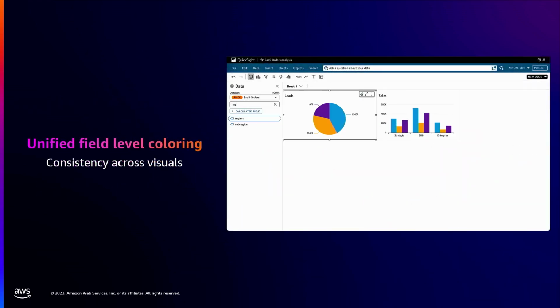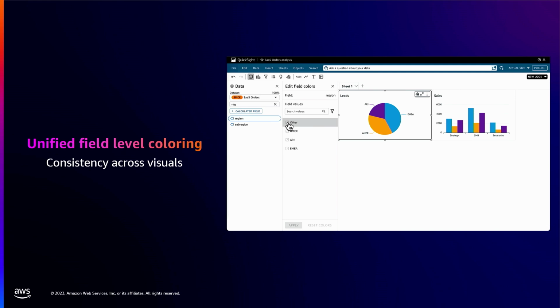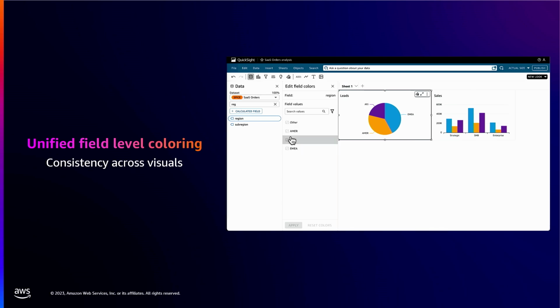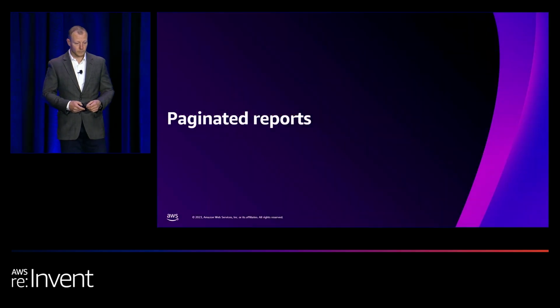We've also added unified field level coloring. So what this is, it gives a level of consistency across the entire dashboard. You can see here, APJ in that pie chart is the same in the column, and it will be the same throughout the entire dashboard. So you're no longer confused when colors are different between metrics or within categories within a visualization. It brings a nice consistency throughout.